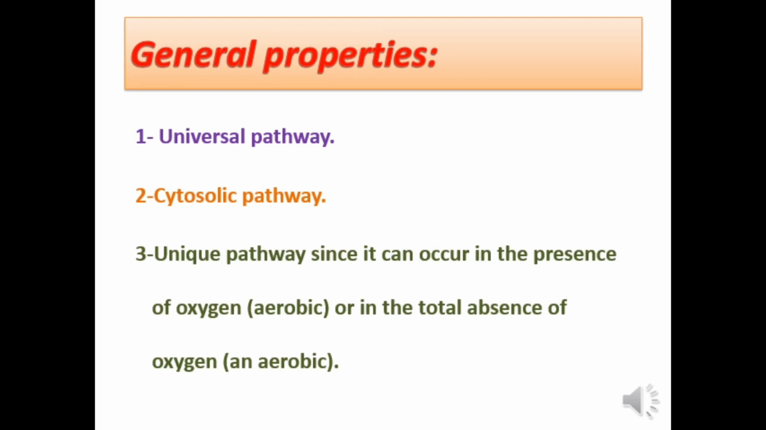Under aerobic condition the end product is pyruvate and under anaerobic condition the end product is lactate. الاستمرارية. Under aerobic condition pyruvate will be converted into acetyl-CoA which enters Krebs cycle for complete oxidation into carbon dioxide and water. And under anaerobic condition pyruvate is converted into lactate.